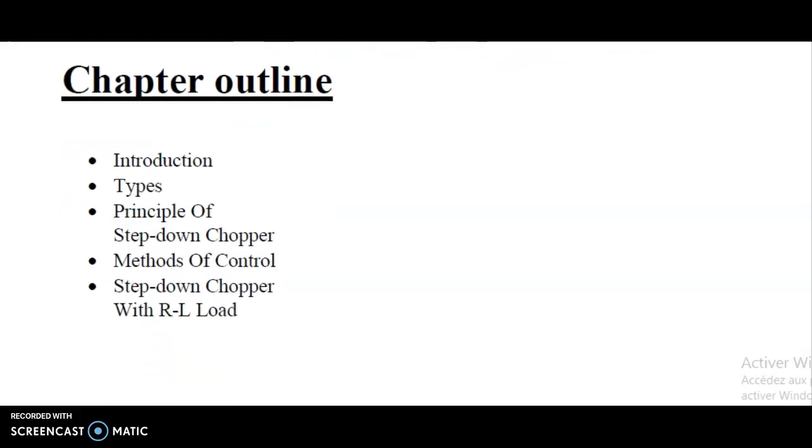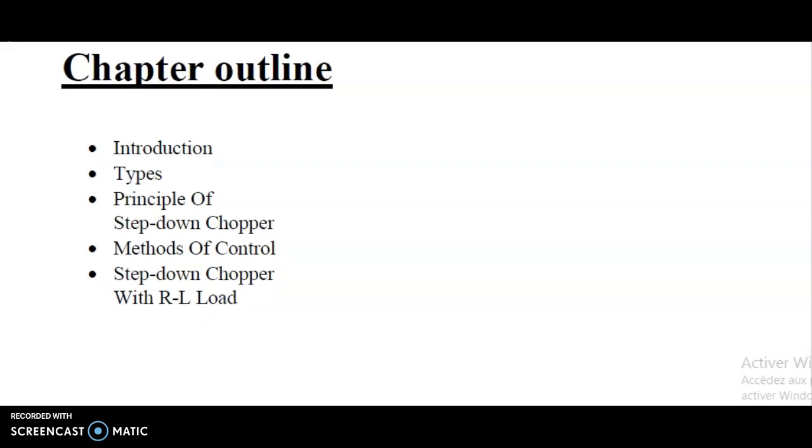Here is the course outline. We're going first to have an introduction of choppers. This is where we're going to define the choppers. We're going to look at the types of choppers, which is a step up chopper and a step down chopper. So we're going to see what it means when we say step down and what it means when we say a step up chopper. Then we are going to look at the methods of control. Then a step down chopper with an RL load. All right.